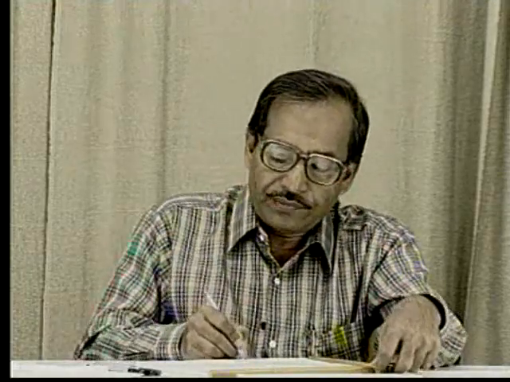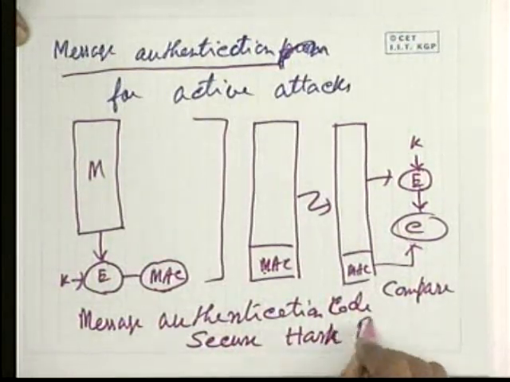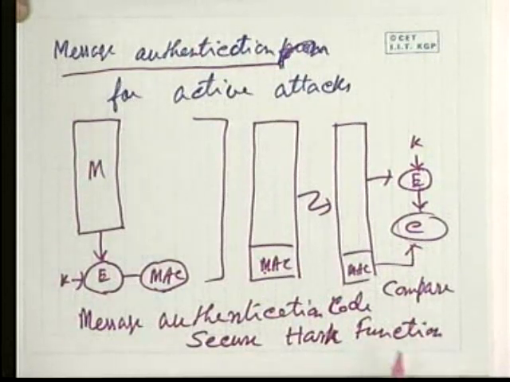Another approach for doing that is a secure hash function. Your message is of variable length, and you can perform hashing to generate a fixed length code, and that can be sent to the other end. At the other end, you apply the same function to generate the fixed length code and then compare and see whether the message has been received correctly or not. So this is how you can do the authentication.